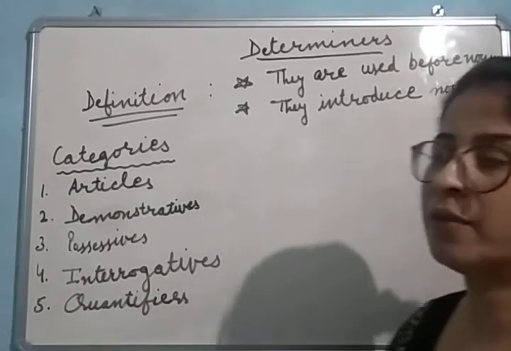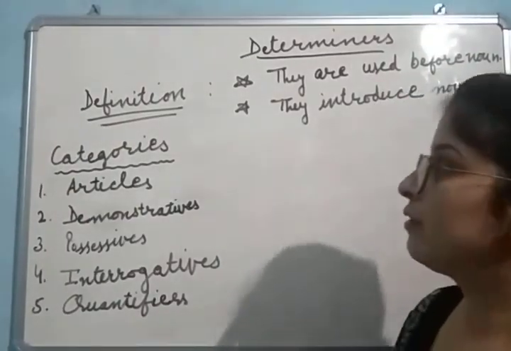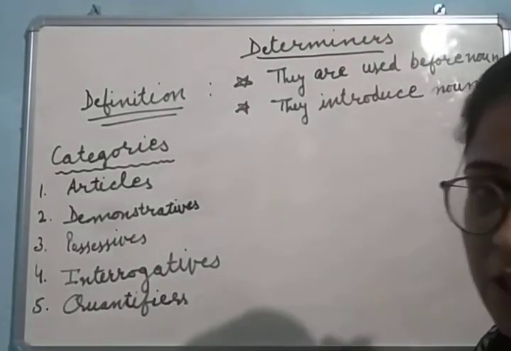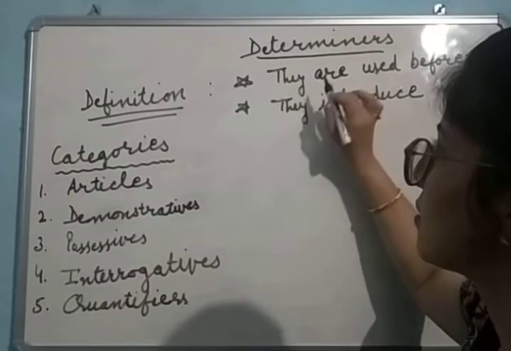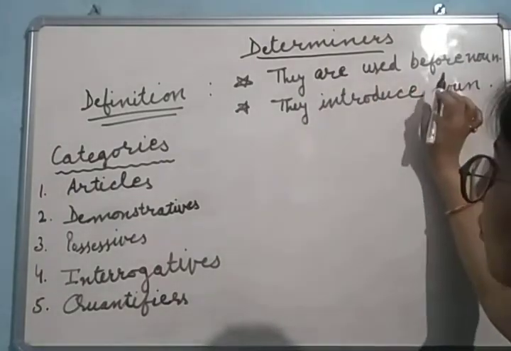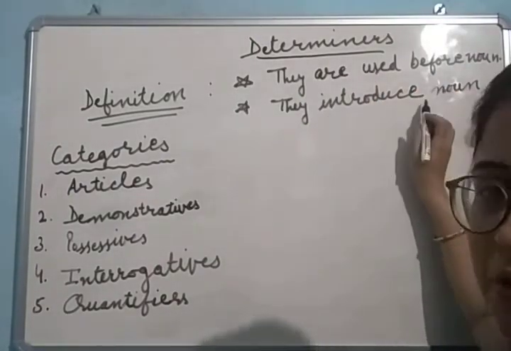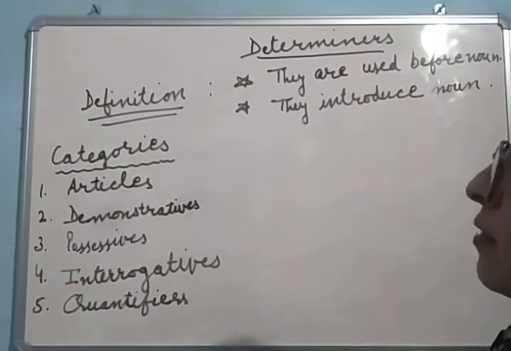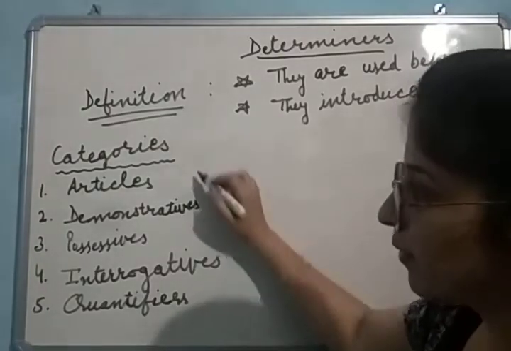Some students are confused. They used to ask, what is the difference between determiner and adjective? We will discuss it. First, let us discuss what determiners are. Determiners are the words which are used before nouns and they introduce a noun. Means they come before a noun and they tell us something about the noun. Let us discuss the categories of determiners.